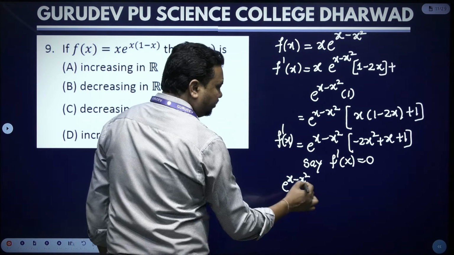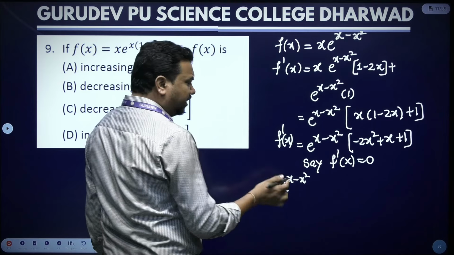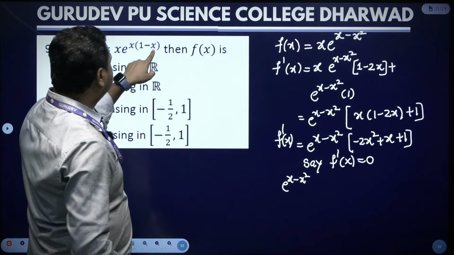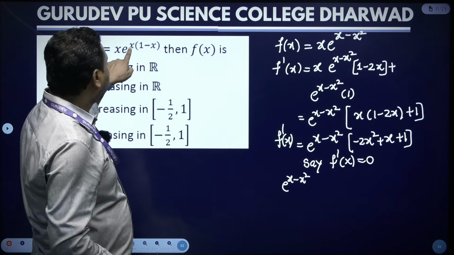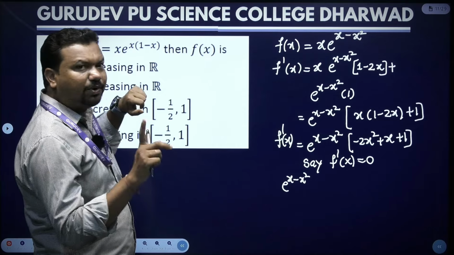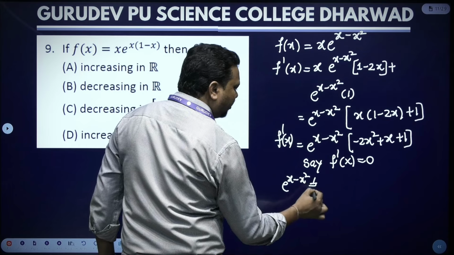This does not make the function 0, only the power. I repeat, e to the power x minus x square: if you put x equal to 1, then 1 minus 1 is 0, and e to the power 0 is 1. If you put x equal to 0, e to the power 0 is 1. But e does not become 0. Therefore, e to the power x minus x square cannot be equal to 0.